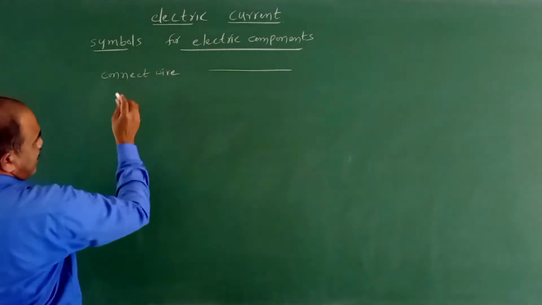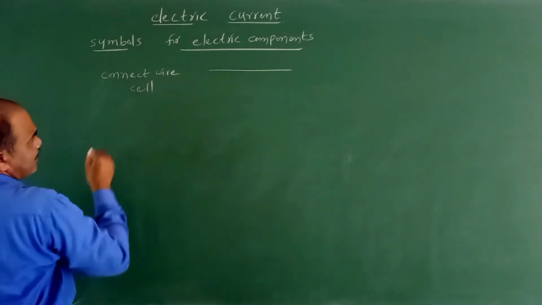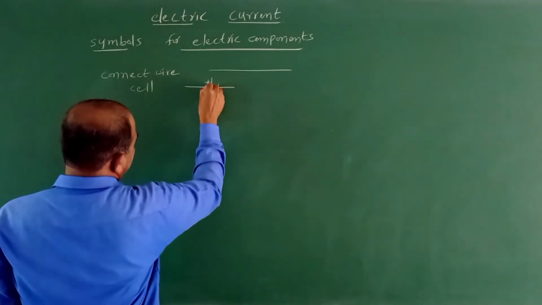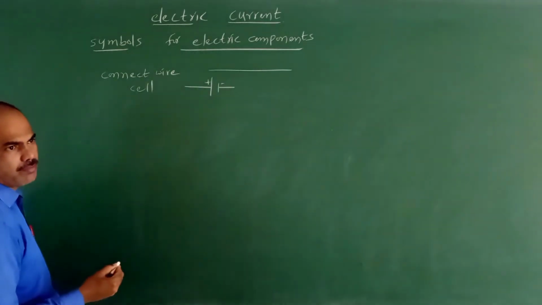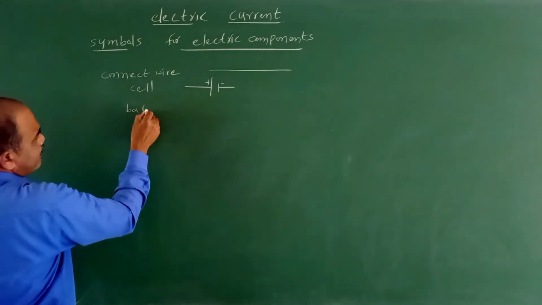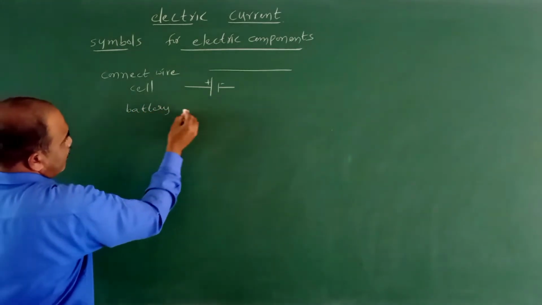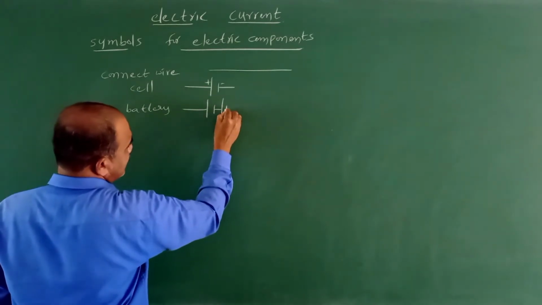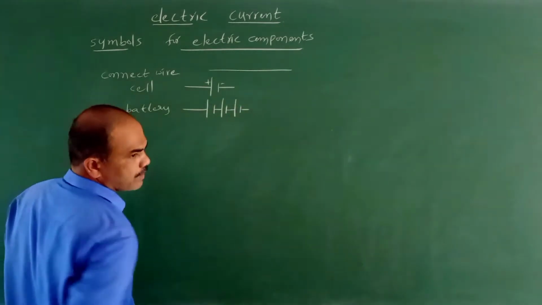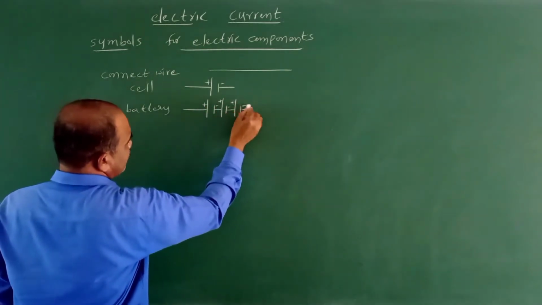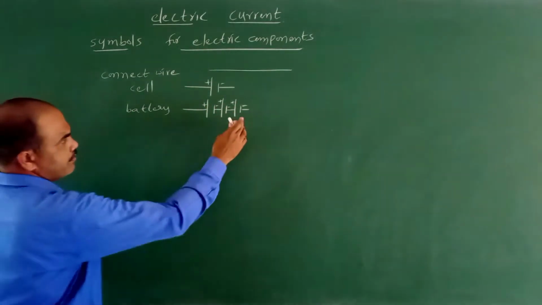In the circuit, a cell can be represented like this. The cell contains a positive terminal and a negative terminal. If you use a battery, the battery symbol will be like this. A battery is nothing but cells connected in series combination. When the cells are connected in series combination, that becomes a battery. This is the symbol of the battery.